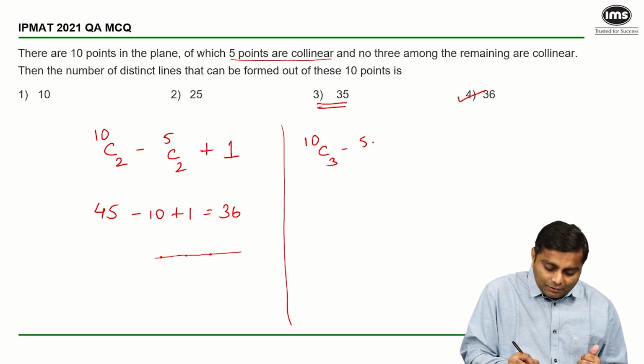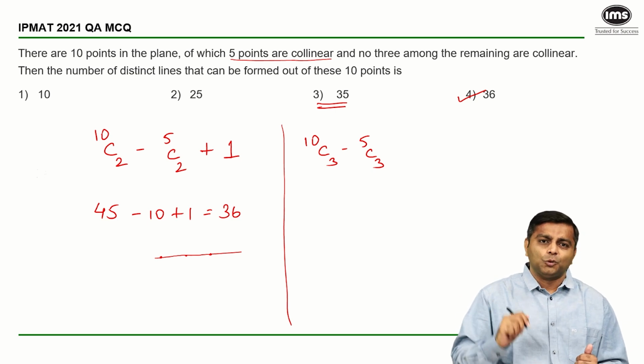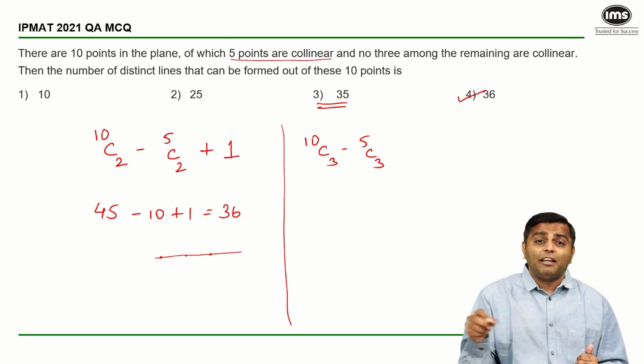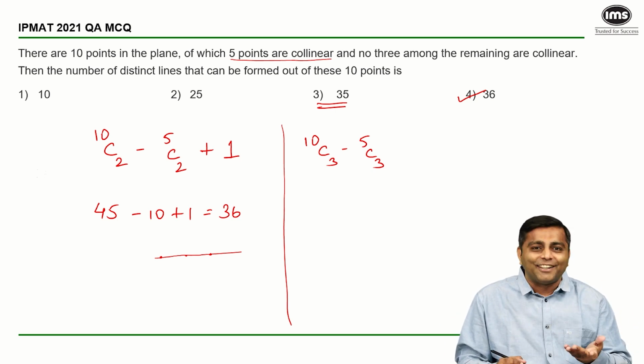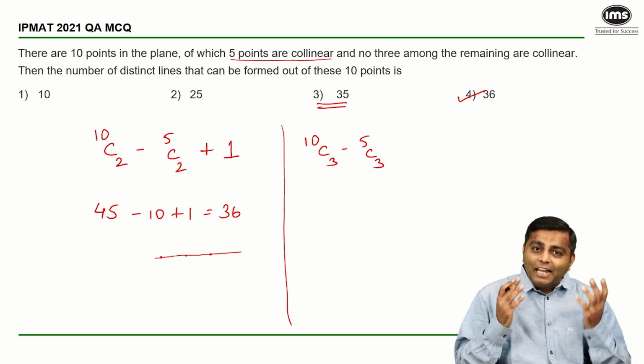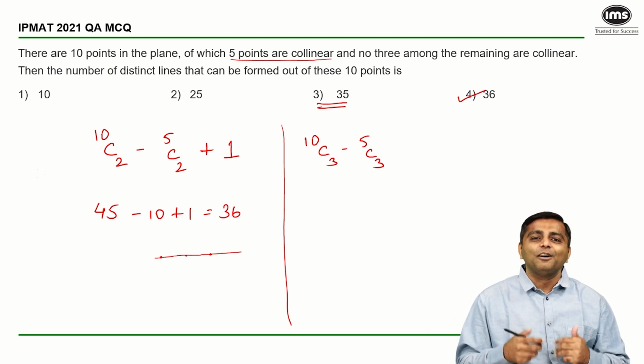Correct. So, minus 5C3. But now, will we have a plus 1? The collinear points, all 5 are on a straight line, which means they are able to give us only one line and not a triangle. Okay, so in this case, we will actually stop at 10C3 minus 5C3 and not add or subtract a 1.